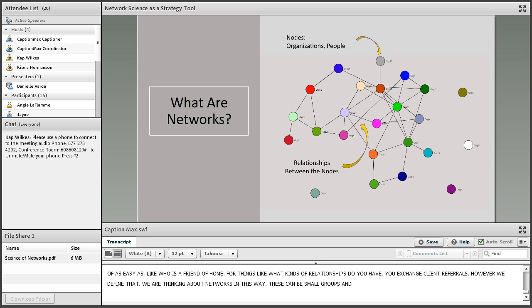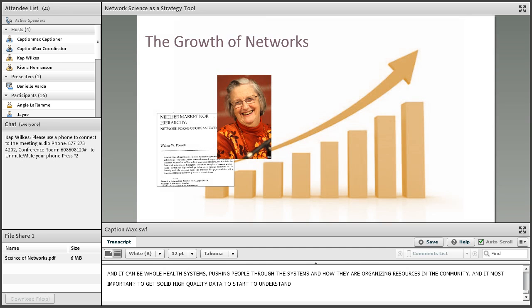So these can be small groups of organizations that are working together around an issue. It can be whole health systems that are really thinking about how we navigate people and patients through those systems and how they're connected to resources and organizations in the community. And you can start to map all of that work in these visuals and most importantly get really solid high quality data on the other side of them to really start to understand some patterns and ways in which we might use this information in our thinking.